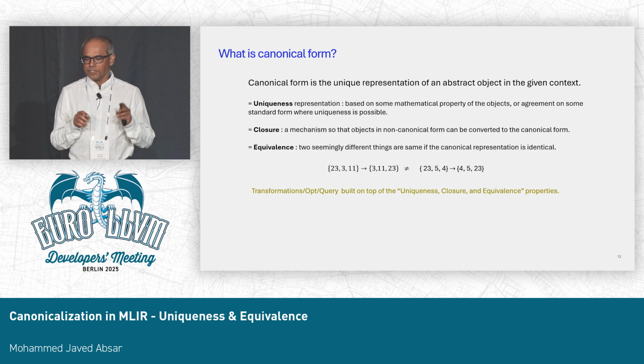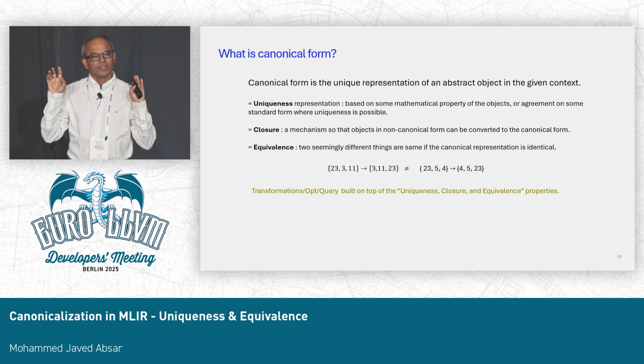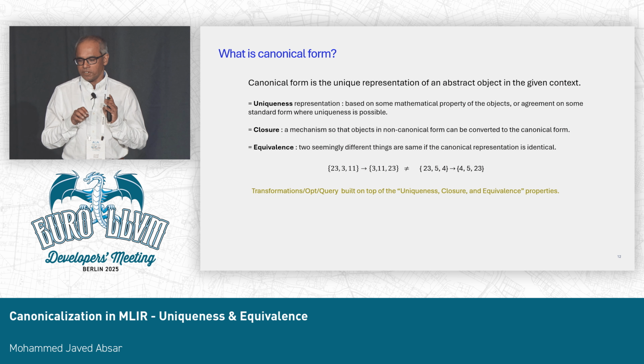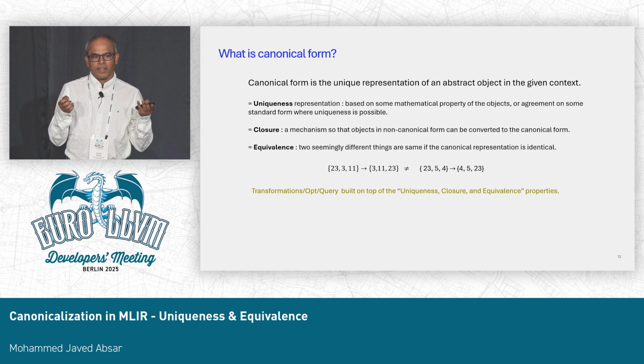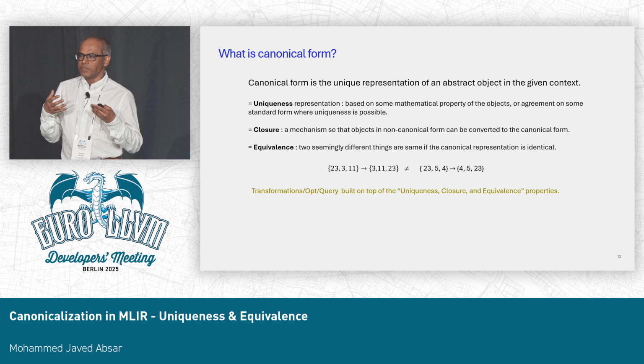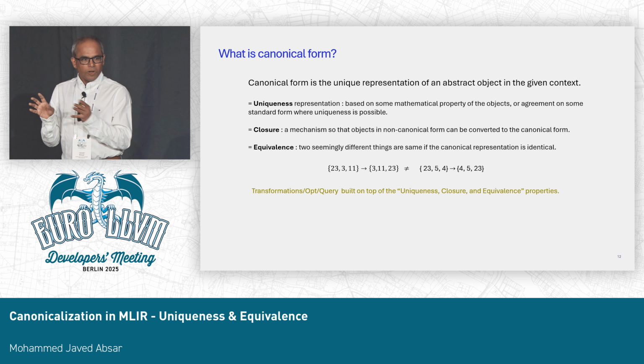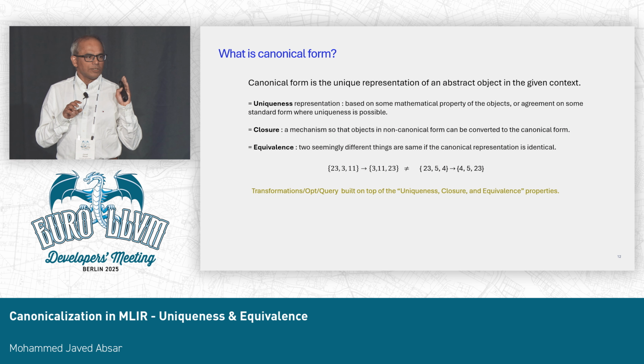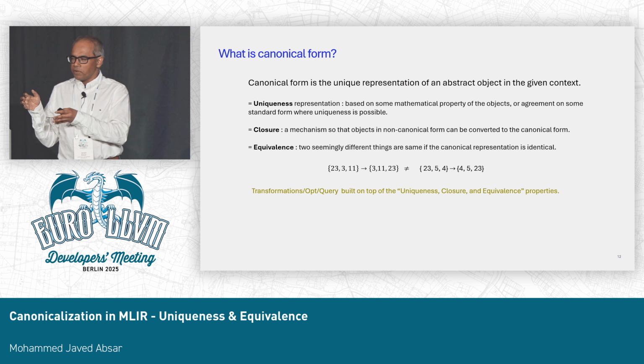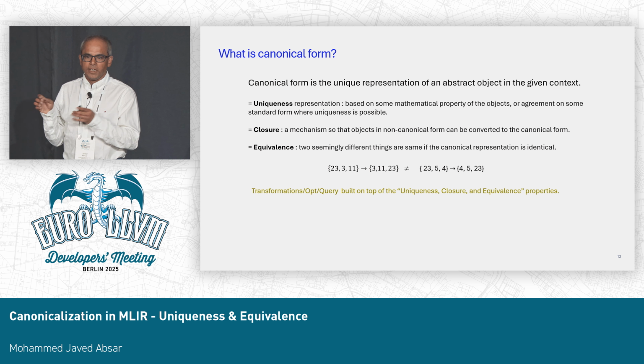OK, so canonical form is the unique representation of an abstract object. Abstract could be an op or an integer, etc. Uniqueness is important, and that uniqueness comes from some mathematical property. And you have this unique canonical form, but everything needs to be translatable to it, otherwise no point. So that's the closure part. And if two things have the same canonical form, that means we have to agree that they are the same. All these things help build transformations, optimizations, query, once we agree this is the canonical form, then we can do that.